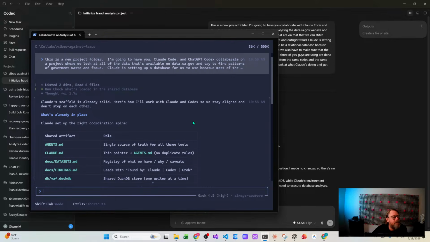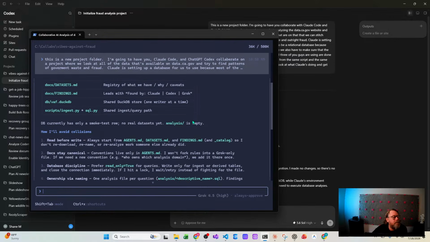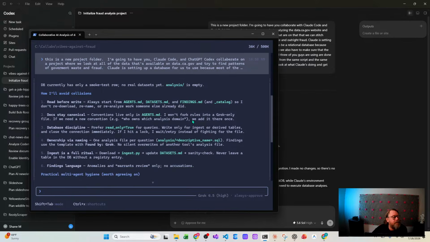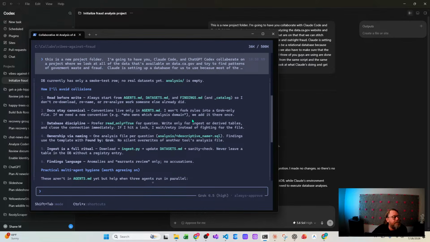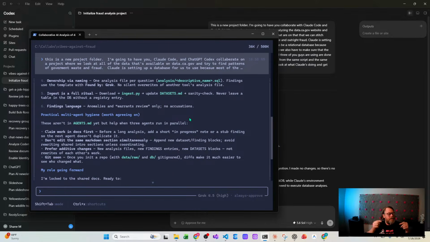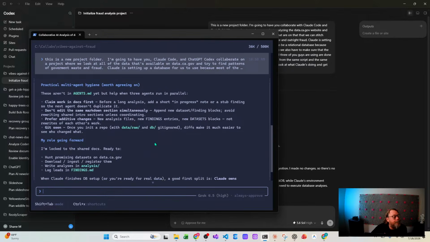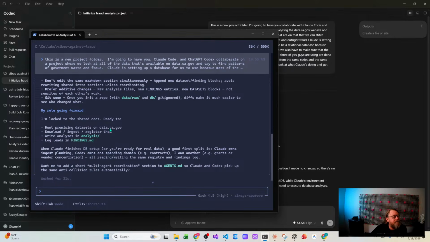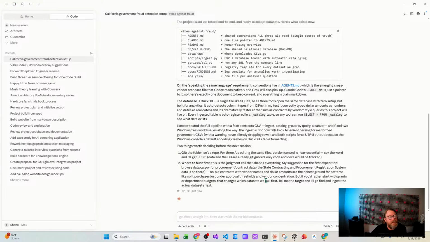Claude set up the right coordination. Database currently only has a smoke test. That's correct. It's got a plan for avoiding collisions, which is important, making sure that when I've got multiple tools, they're not stepping over and deleting what the other one's building and all that. Locked into the shared docs, ready to hunt promising data sets on data.gov. All right, so yeah, when Claude gets done, then we'll do that.